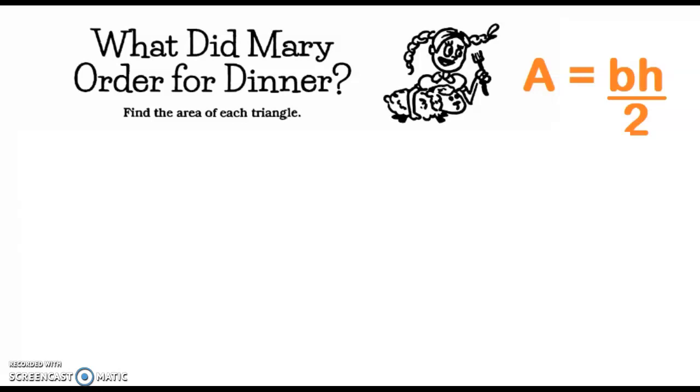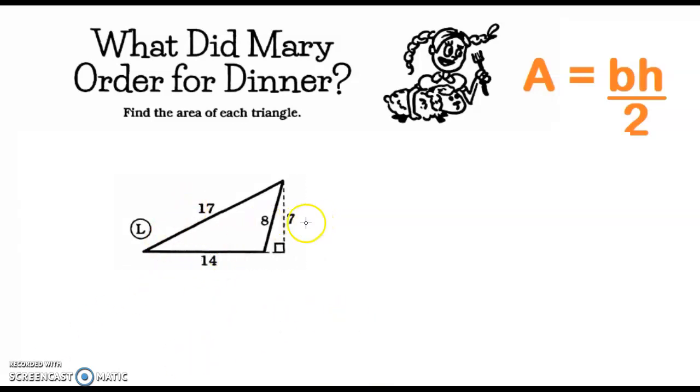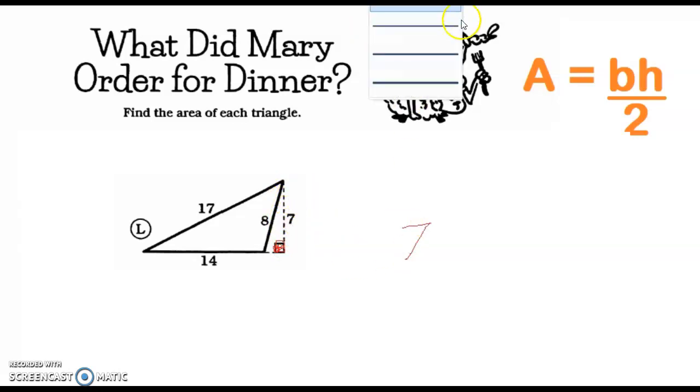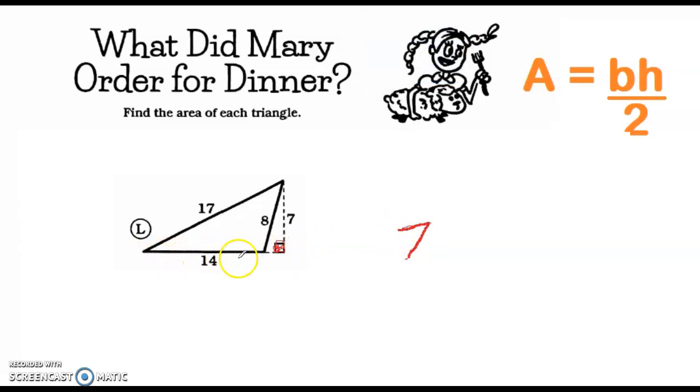This is the last one here. We have 17, 14, 8, and 7, right? So it's asking us for the area equals base times height. So which ones are touching my little box right here? I'm talking about this box, in case you guys are confused. So what 2 numbers are touching it? Well, the one that's going straight up, that's my height. So that's 7. And the one over here is my base, which is 14.